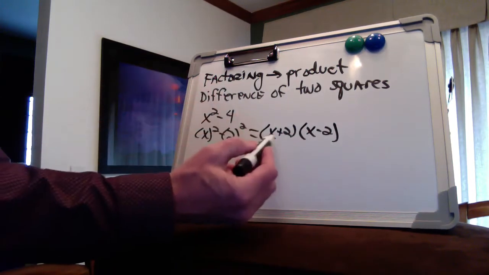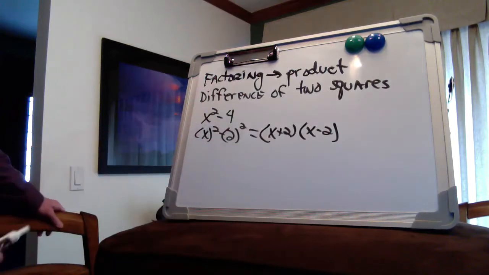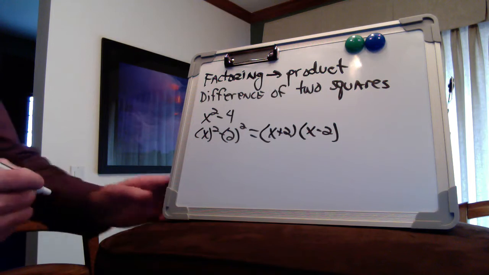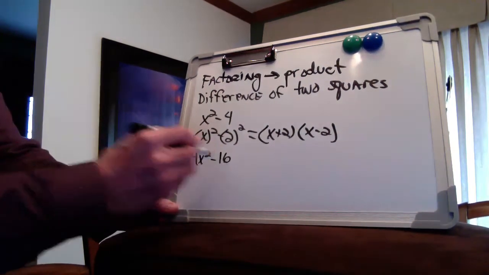Remember, if you use the FOIL method and multiply these together to do a check, you should end up with what you started with, x squared minus 4. Here's another possibility, like this.